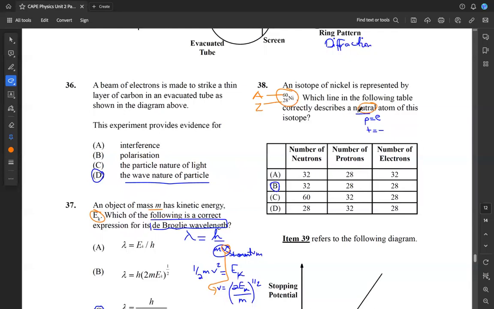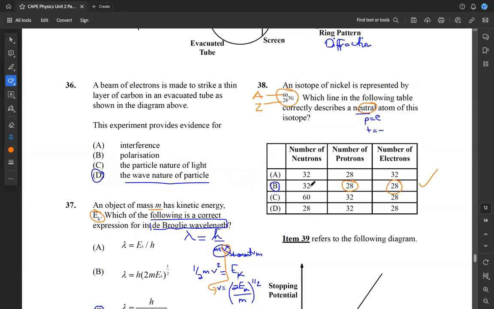So remember now, for a neutral atom, the number of protons and electrons are the same. So this number is the proton number. It will also be the same for the electron. So we should pick the answer that has the number of protons and electrons being the same, which is this one. See, number of protons is 28, number of electrons is 28, and that's the atomic number. So we know that that's right.